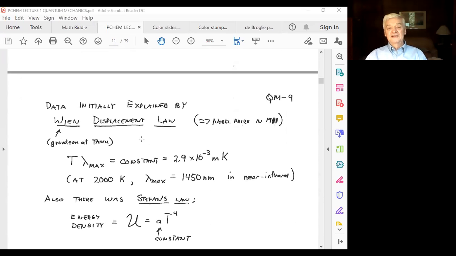Initially this data was explained by the Wien displacement law. And as I said, I got to know his grandson.